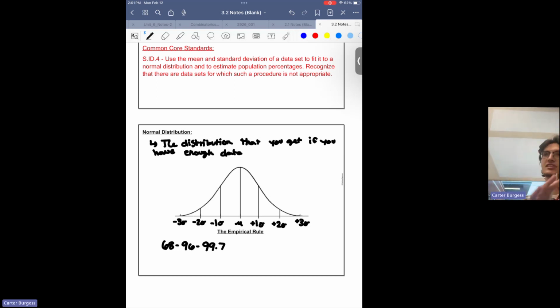But sure, yeah, sometimes you'll see this as the 95 rule. I just prefer it as the 96 rule because 2 standard deviations is not used for the 96 percentile, which is important, or for confidence intervals.